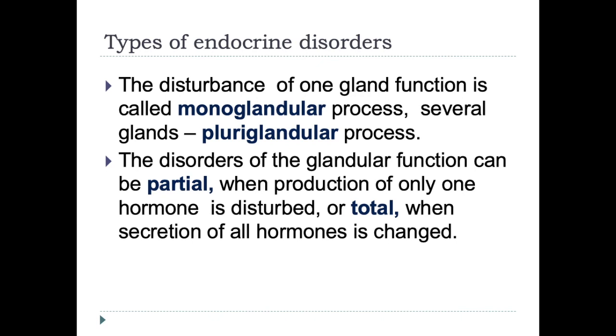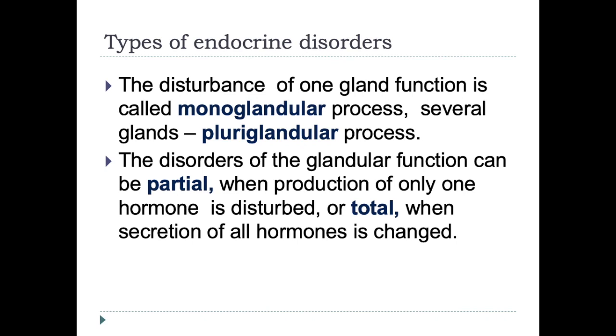And one more kind of classification includes disorders of partial and total. So it could be some problem with one kind of hormone, as an example, hyperaldosteronism and increase of only the level of aldosterone by adrenal cortex. But sometimes we see the tumor or some other situation which involves all adrenal cortex, and we see changes of all kinds of hormones, both increase or decrease of level.